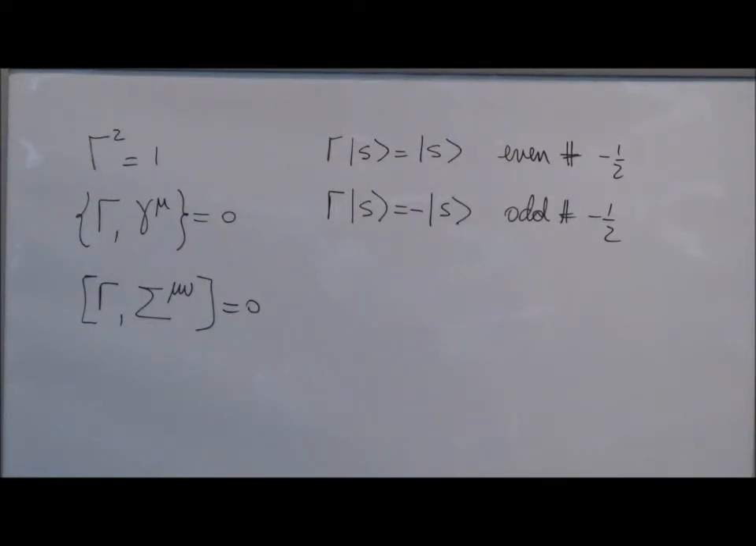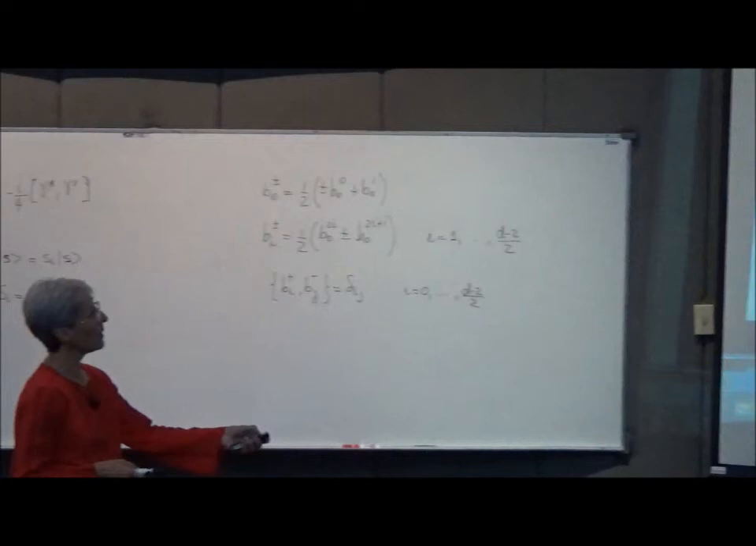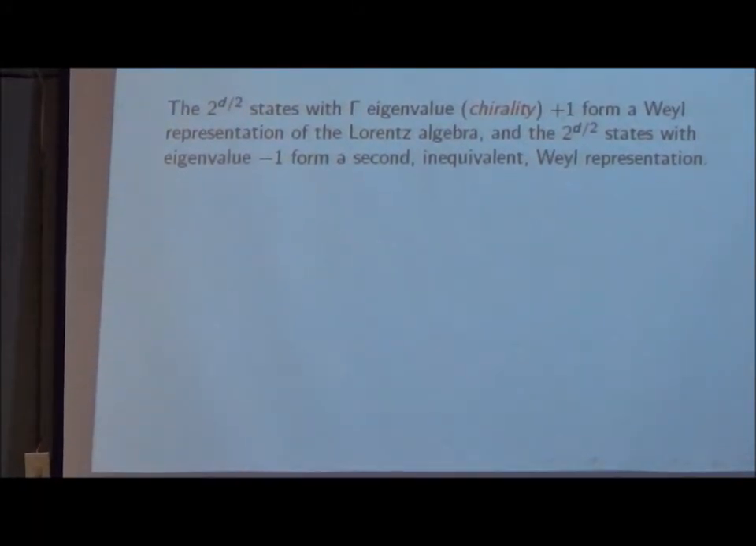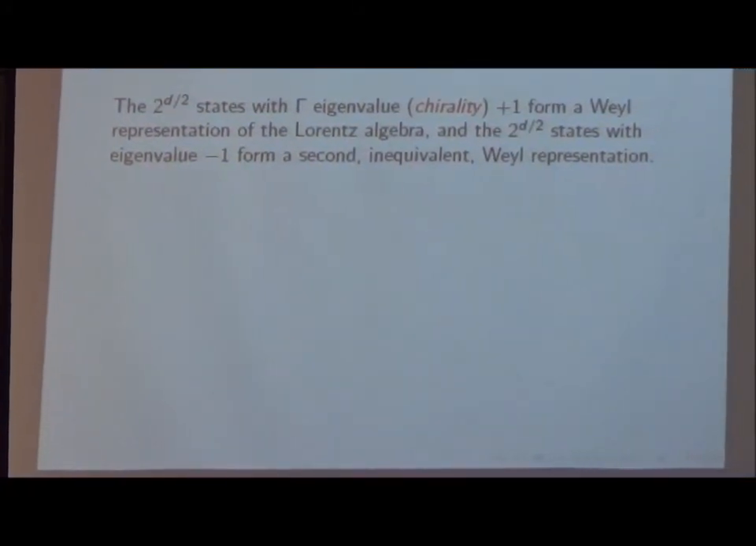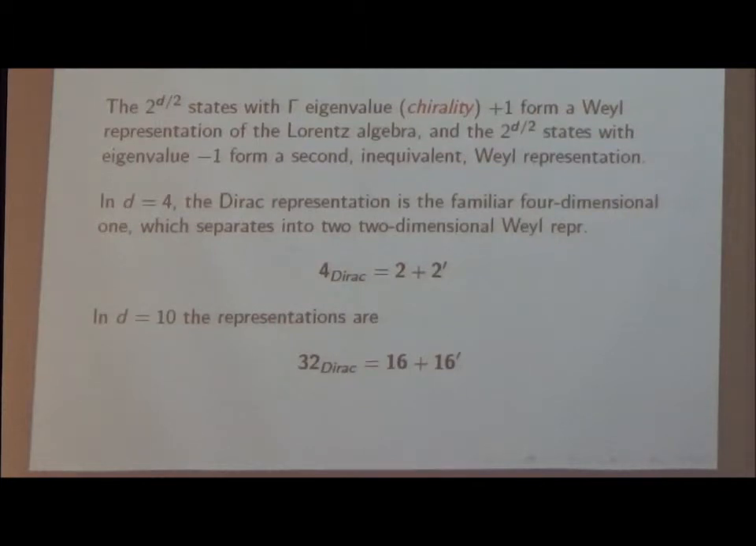So the 2 to the d over 2 states which have gamma eigenvalue plus 1, the gamma eigenvalue is the chirality of the state. So there are 2 to the d over 2 states with eigenvalue plus 1. They form a Weyl representation of the Lorentz algebra, and those with eigenvalue minus 1 form a second inequivalent Weyl representation. So this is familiar in 4 dimensions. In 4 dimensions, the Dirac representation separates into two-dimensional Weyl representations with different chiralities. So I have written the representation by the dimension.